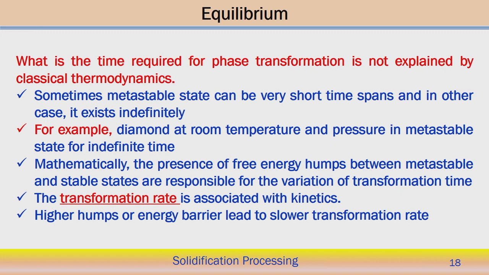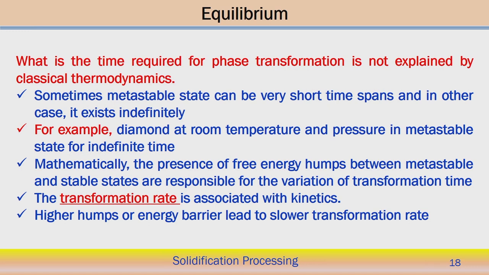The free energy humps may also exist between two different metastable states. So one needs to cover these metastable states, or the bumps of energy, in the graphical representation of free energy against different atomic configurations. Many metastable states have to be covered before reaching another equilibrium state. So metastable states are responsible for the variation of the transformation time. The transformation depends on what humps are available between the two different phases; the transformation time depends on the energy barrier between the two states.